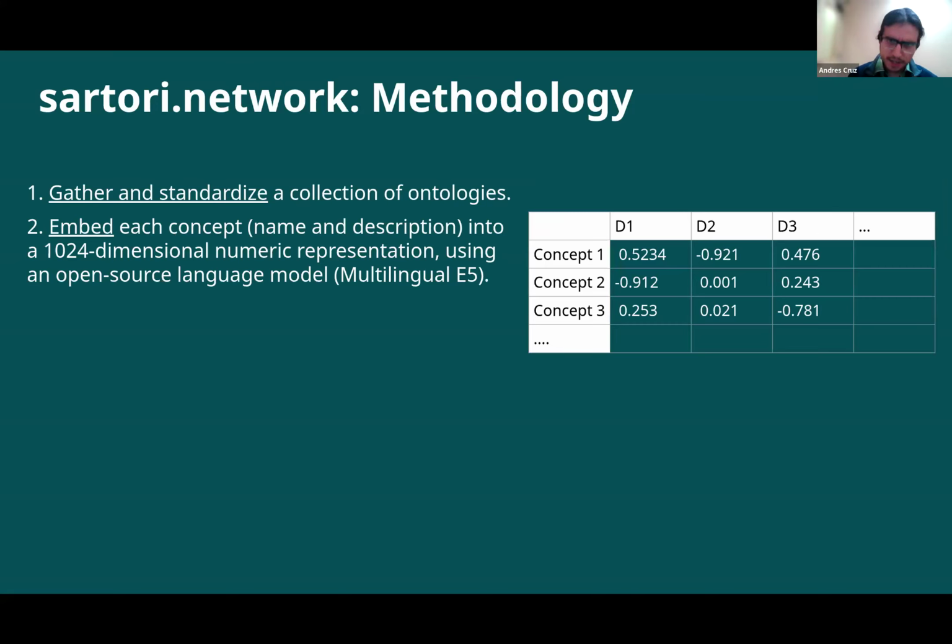Then we take those ontologies and we have to represent them into numbers so that we can do all these things with them. And to do that, we use a language model. Importantly, we use a multilingual model so that we can collect ontologies from different languages. And that works seamlessly. If you're trying to add a new concept, you can try it in your language of choice.